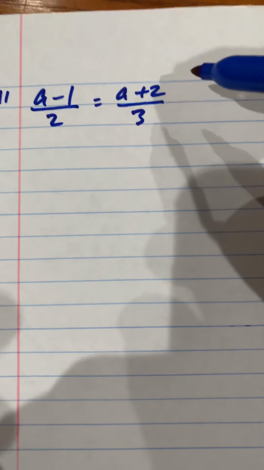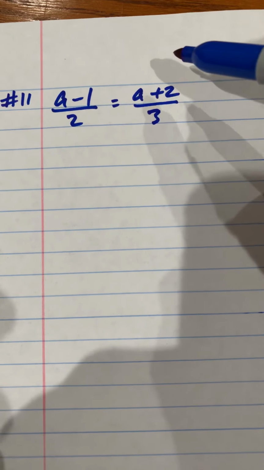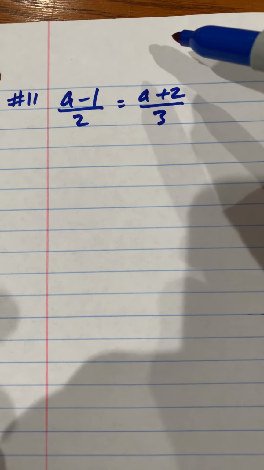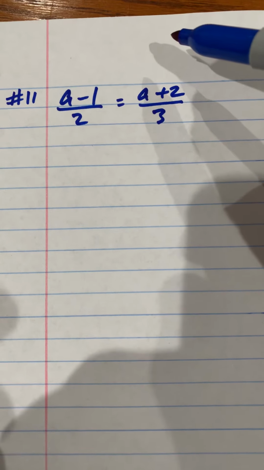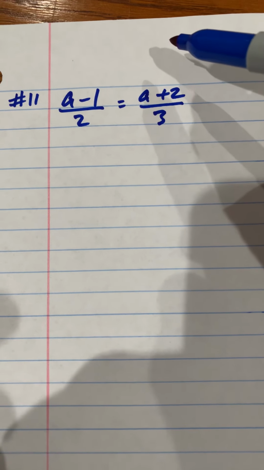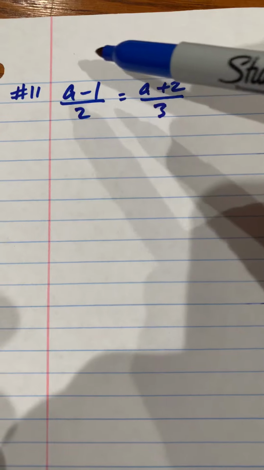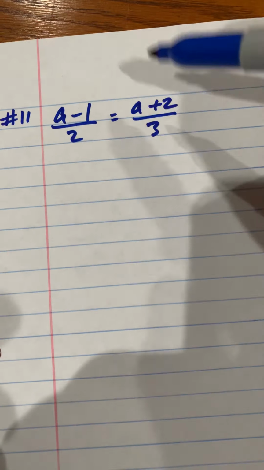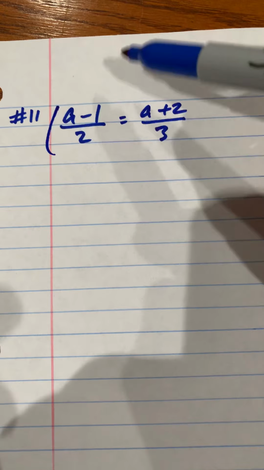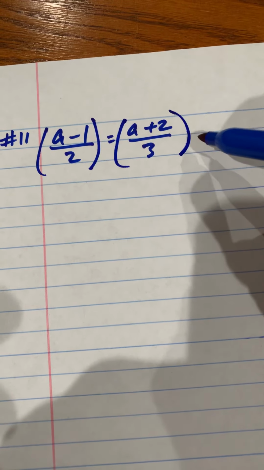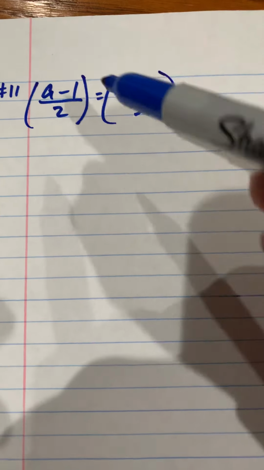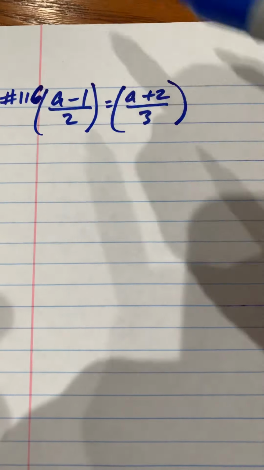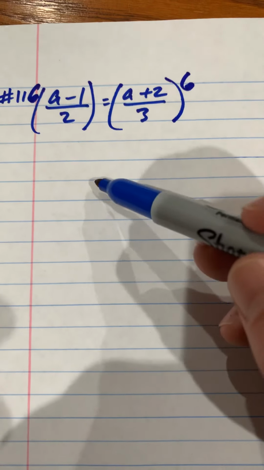All right, let's go to our next example. This is number 11 in your initial work. Again, what can we do here? We can multiply everything by the least common denominator, which in this case would be, of course, 6. What that does is it eliminates the fraction. So multiply this by 6, and multiply this by 6. And what do you get?